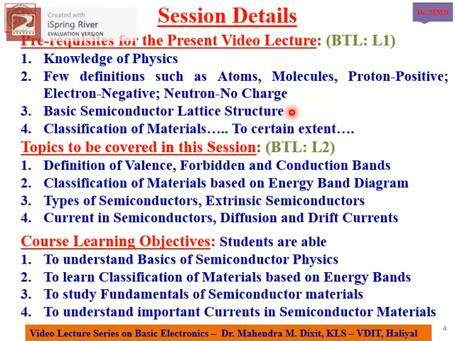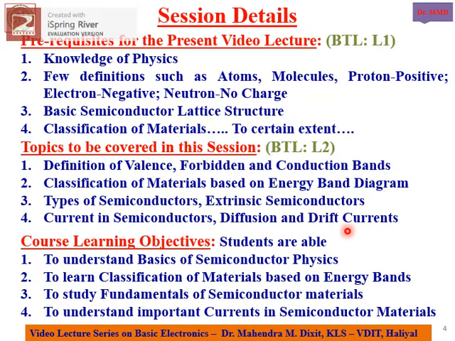Then the topics that will be covered in this session, I mentioned it as level 2 because we need to understand them. Topics to be covered are the definition of valence, forbidden and conduction bands, which are there for the classification of materials based on energy band diagram. Then the types of semiconductors, especially intrinsic semiconductors and extrinsic semiconductors. Currents that are present in semiconductors such as diffusion and drift currents.